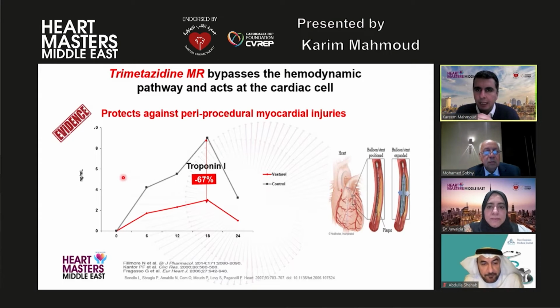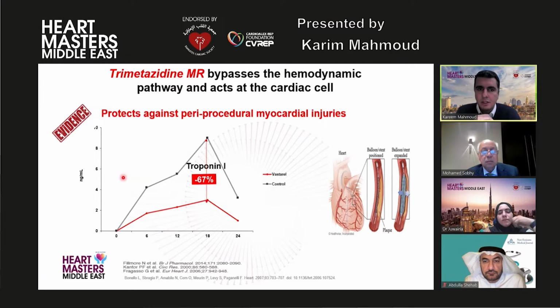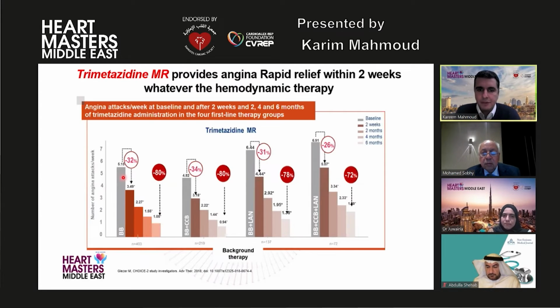If we look at the data, I will focus on the data that compare trimetazidine MR with other anti-angina treatment, starting with the protective or potential protective effect of trimetazidine MR on the cardiac cell. This was proven in this trial that showed in patients undergoing PCI, trimetazidine MR helps to reduce the pre-procedural myocardial injury, as evident by reduction of troponin I. And this is a very good trial that showed that trimetazidine on follow-up showed a reduction of the number of angina attacks per week.